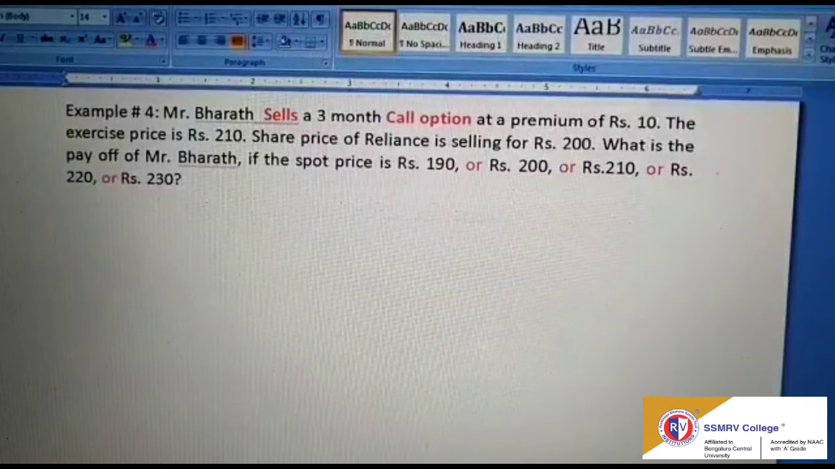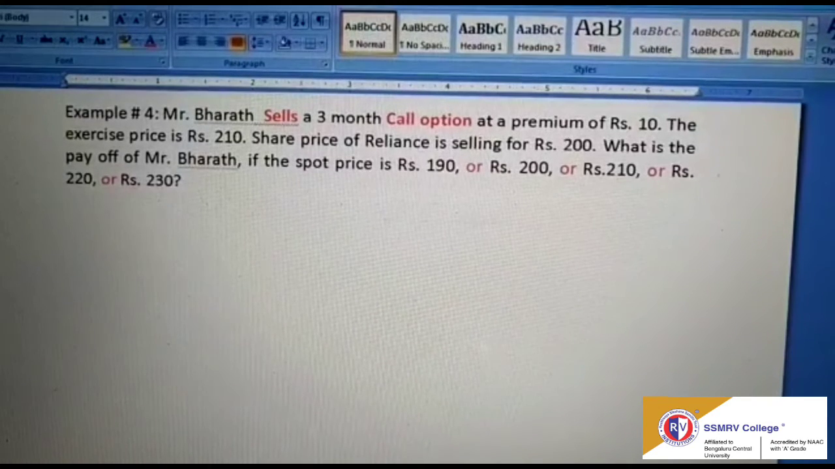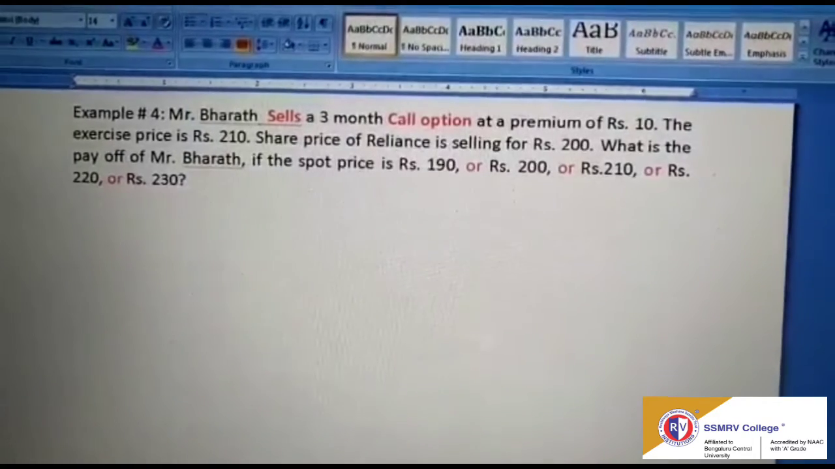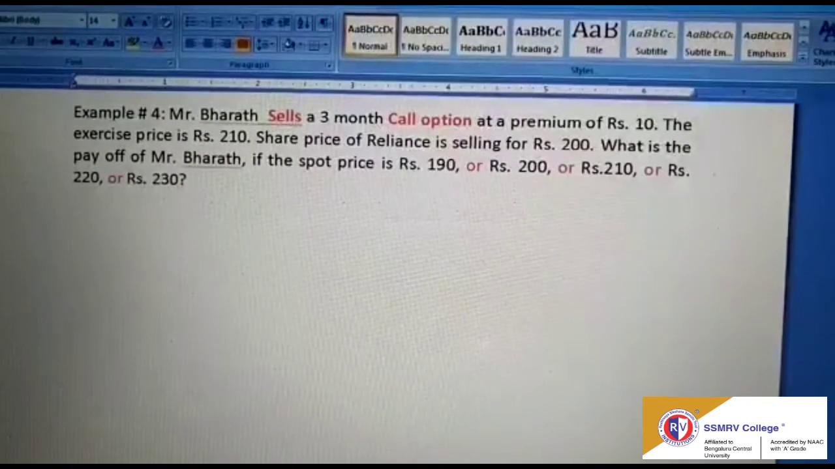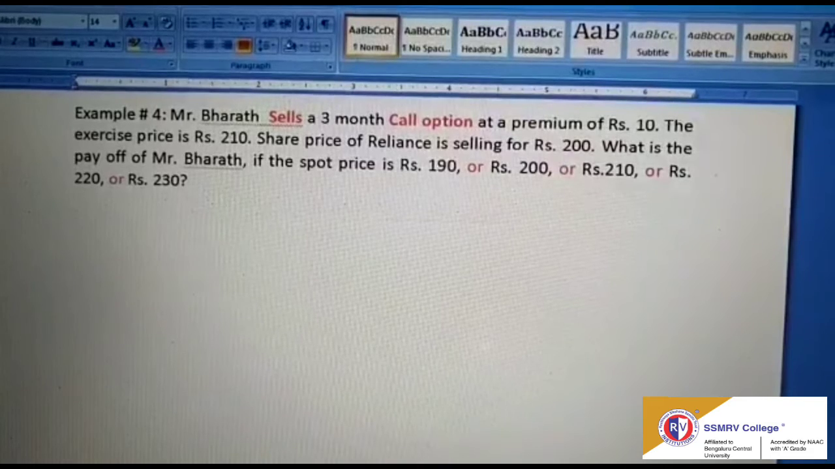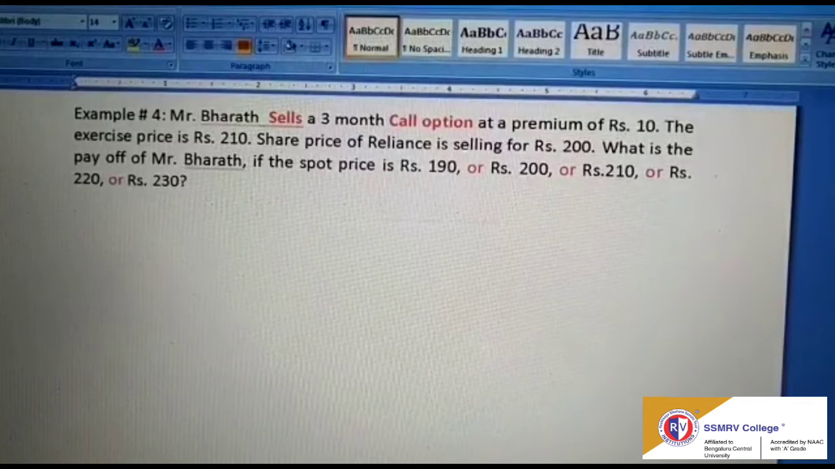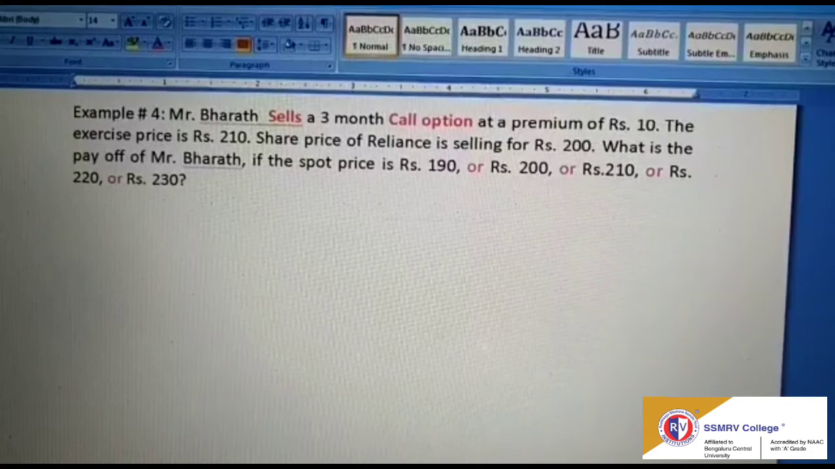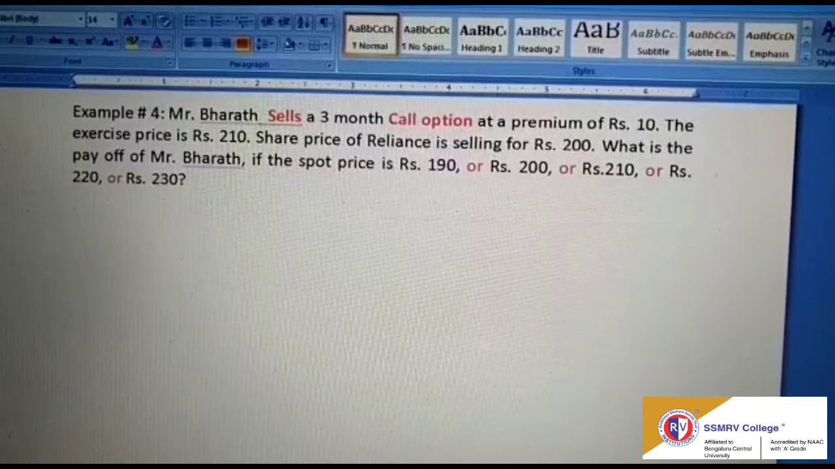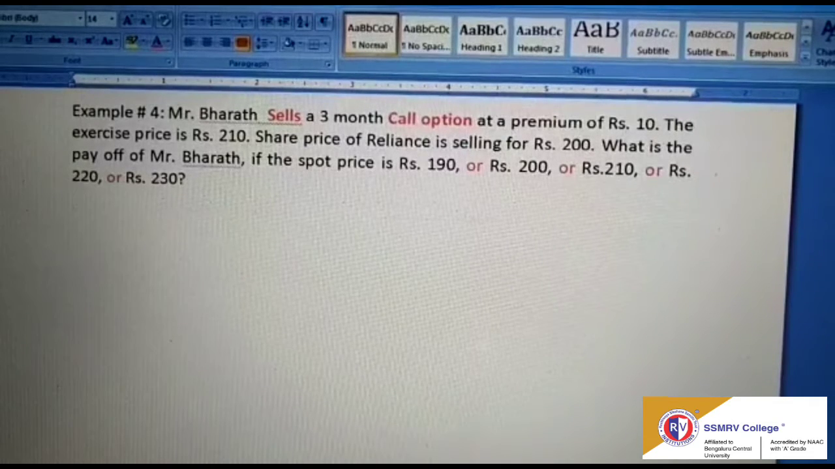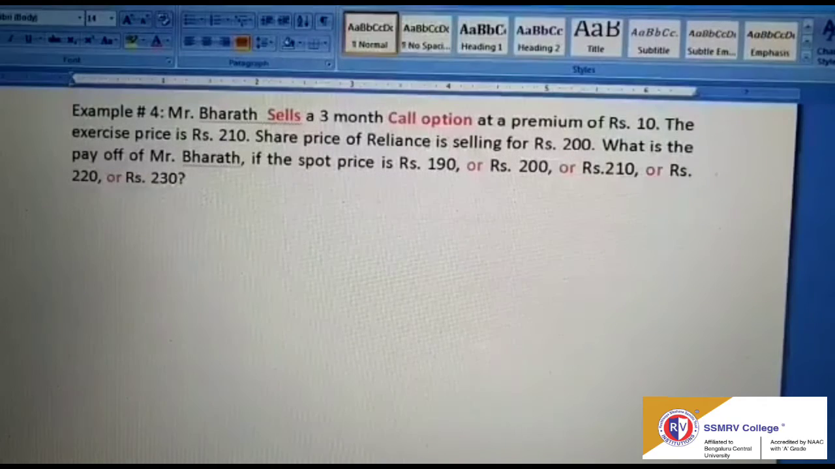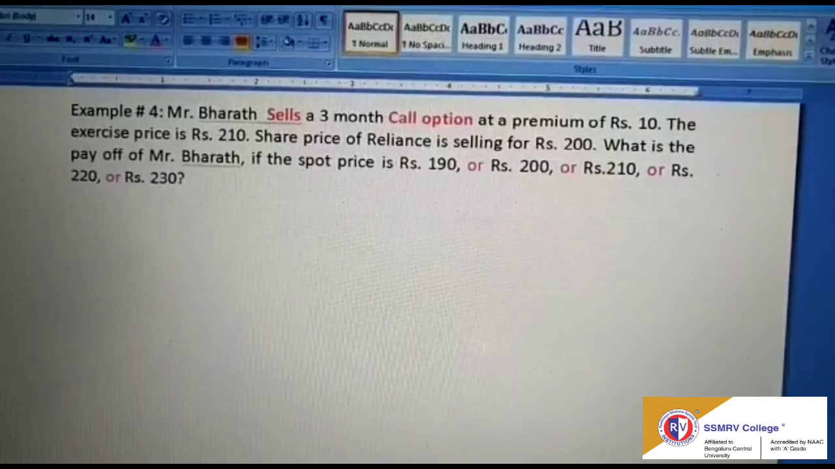I will continue with call option example number 4. The example says Mr. Bharat sells a 3-month call option at a premium of rupees 10. The exercise price is rupees 210. Share price of Reliance is selling for rupees 200. What is the payoff of Mr. Bharat if the spot price or the current market price at the end is rupees 190 or 200 or 210 or 220 or 230? So how to go for the solution?